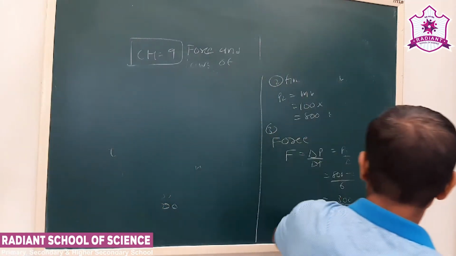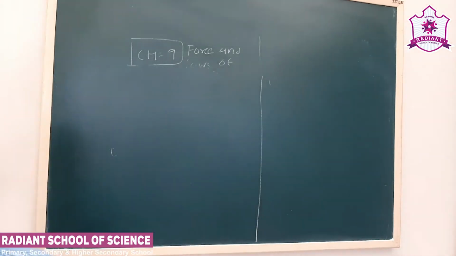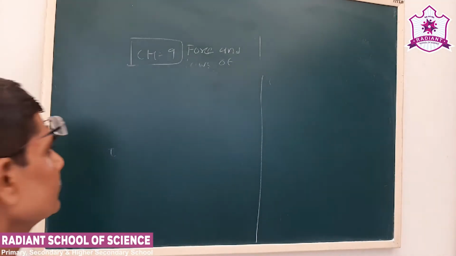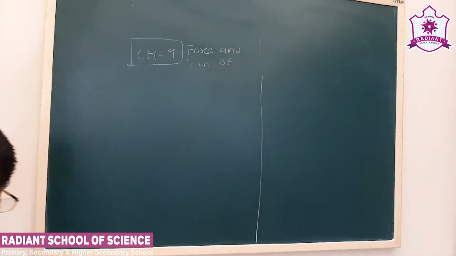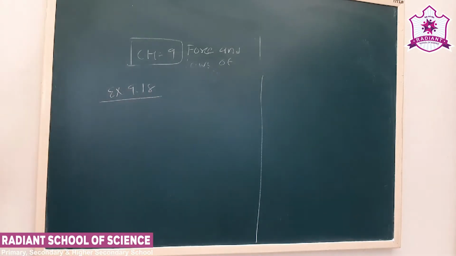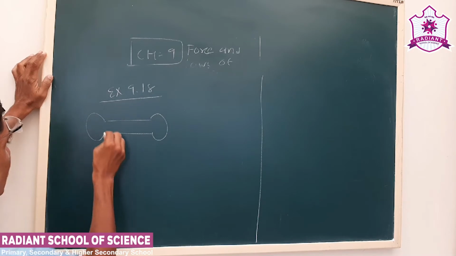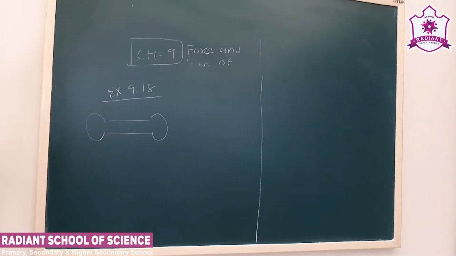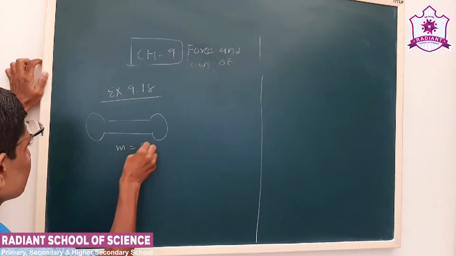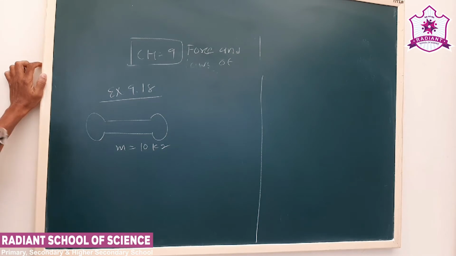Okay, that we'll discuss in the class itself. Right now my aim is to take the sums which involve calculation. Okay, how much momentum will the dumbbell have? You might have seen the dumbbell that you use in the gym. Mass 10 kg, falls from a height of 80 centimeter.